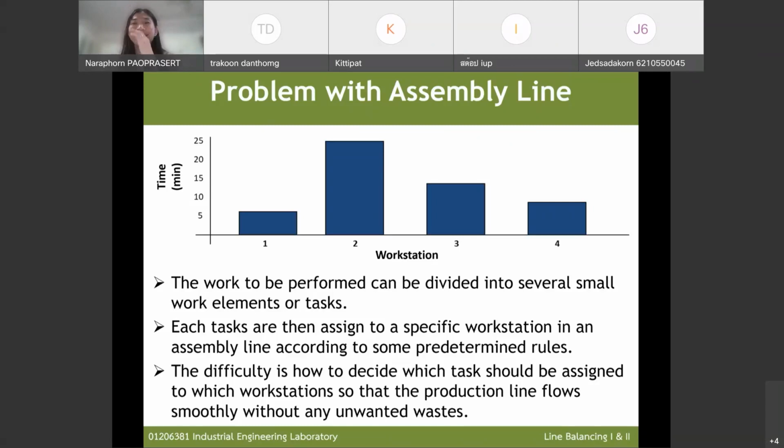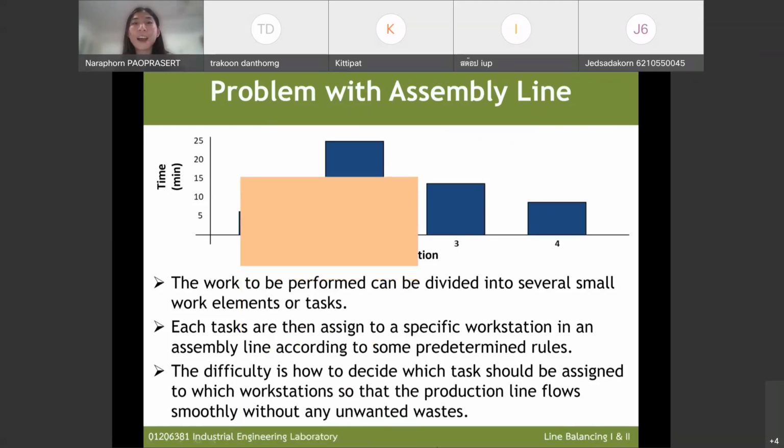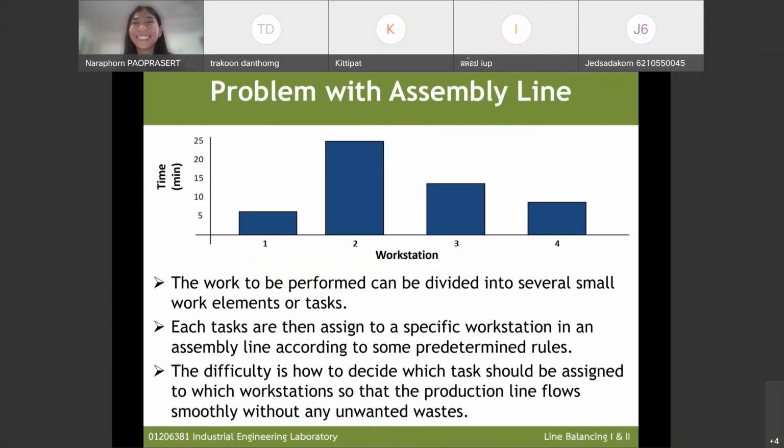Happy? No. Why? Some delay will happen along the process. Where? Maybe station 2. Yes, station 2 is, in IE terms, what we call the bottleneck of the line, because station 2 takes the longest time.